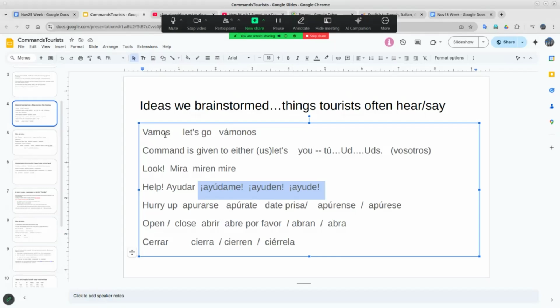Ayúdame. Is that ayúdame? But doesn't it have to be an E? No. Ayúdame is a tú command. The tú command just drops the S off the tú present tense form. Tú keeps the same vowel that you expect. You expect an A sound for an AR verb. You expect an E sound for an ER or IR verb.